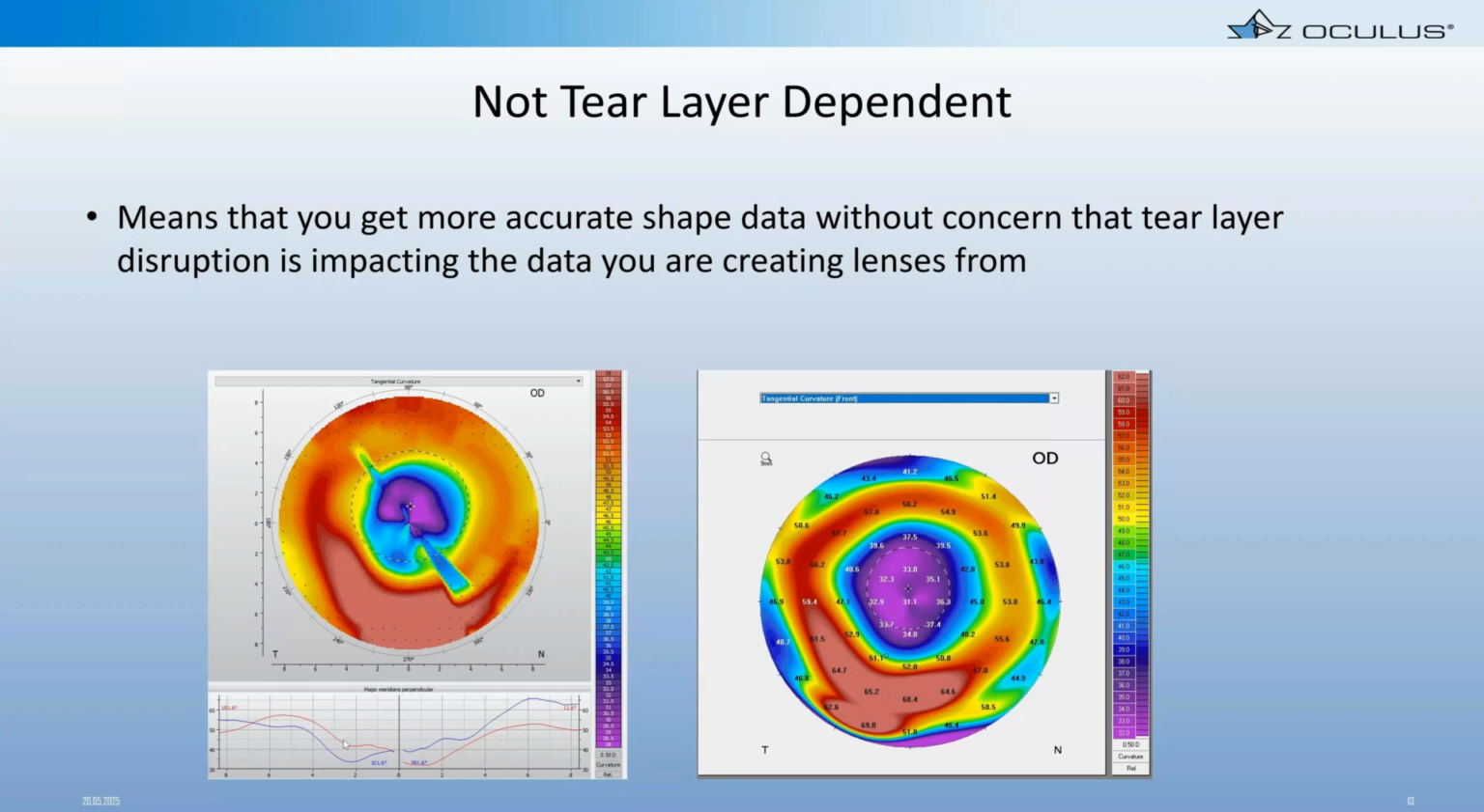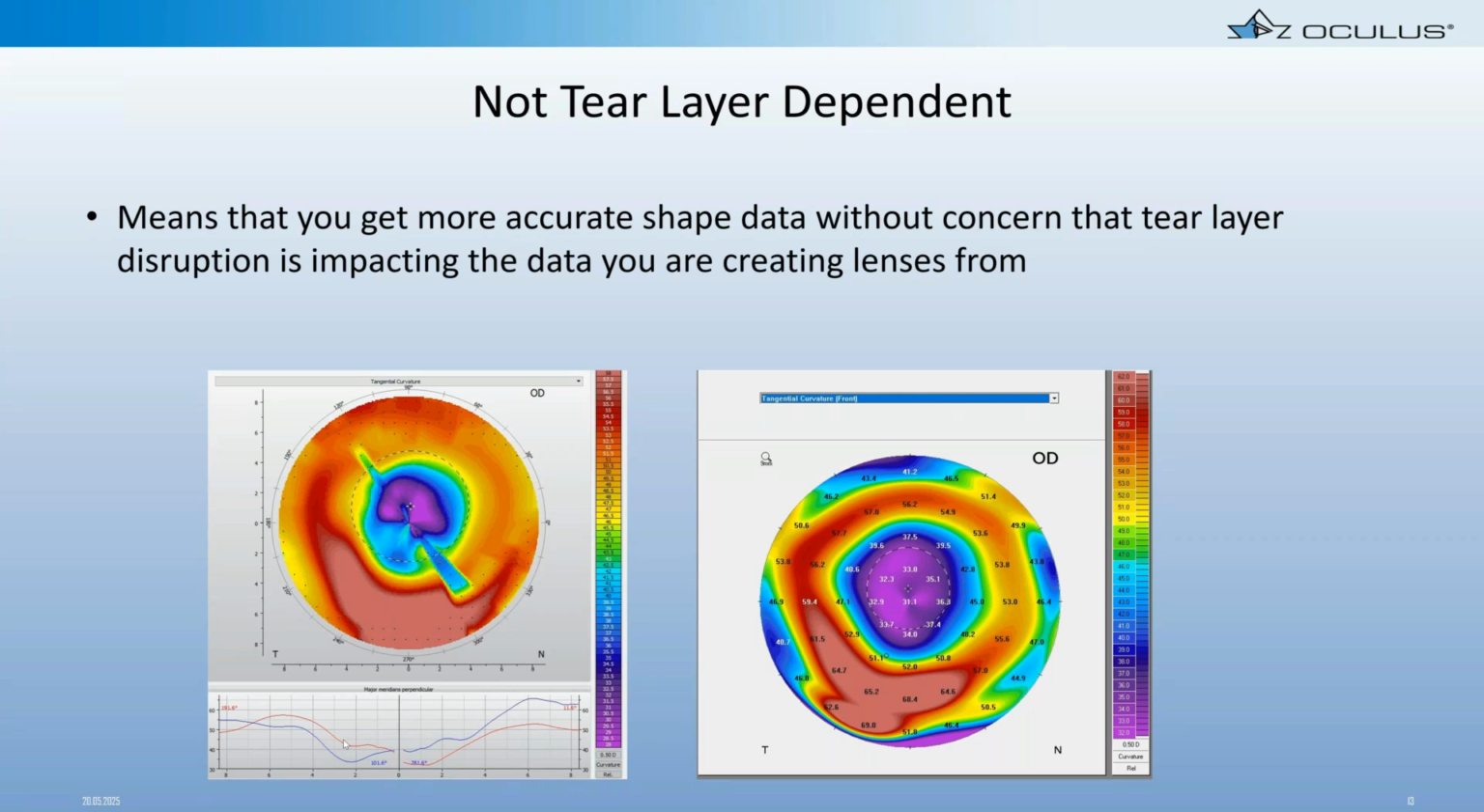The picture on the left here just shows a placido disc topography, where we've obviously got tear breakup, and it's giving us some skewed data with that kind of blue-green line running through our map from 5 o'clock up to 7 o'clock. That same eye done on a Pentacam looks clean and pristine, and the curves look smooth. And so when it comes to lens design, having an instrument that is not tear layer dependent is really helpful to getting better outcomes. You're getting better data, truer data, which leads to better fitting lenses.